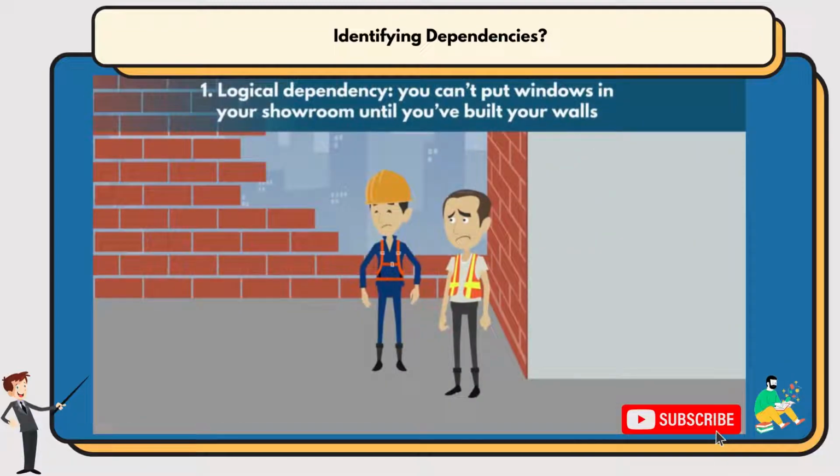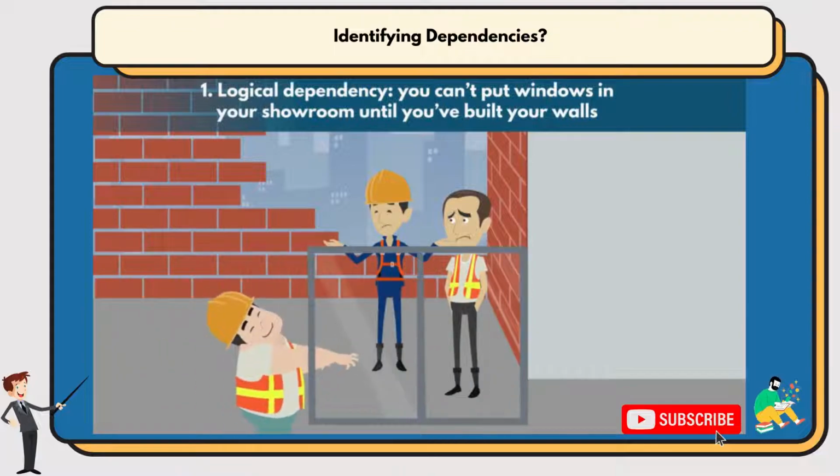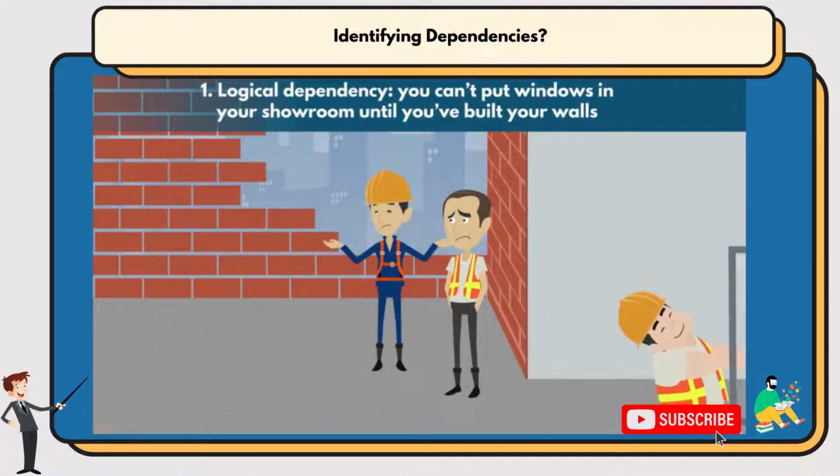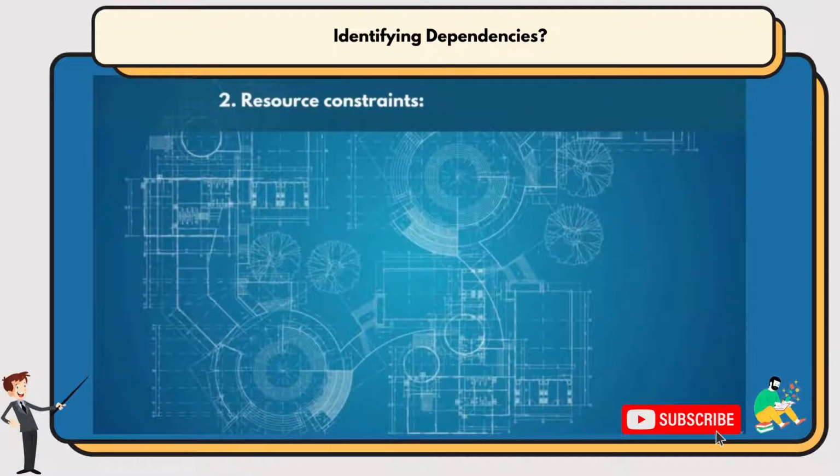First, logical dependency. This is just like what I described. You can't put windows in your showroom until you've built walls. Second, we've got resource constraints. Lack of resources can affect the sequencing of tasks.